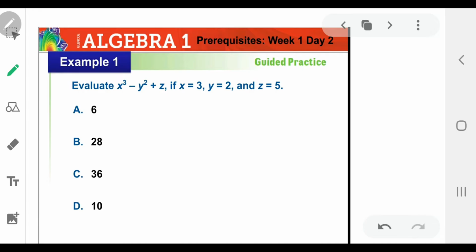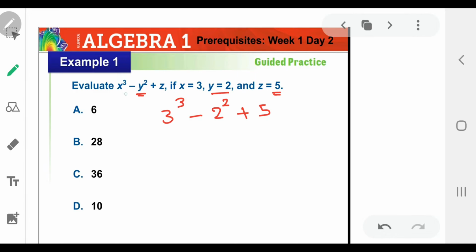Now it's your turn. Pause the video and replace each variable by its value and come back and check your answer. Let's do it. If I'm going to replace x to the power 3 by 3, it will be 3 to the power 3 minus the y will be replaced by 2, so it's 2 squared plus z, which is replaced by 5. So it's x to the power 3 minus y squared plus z.